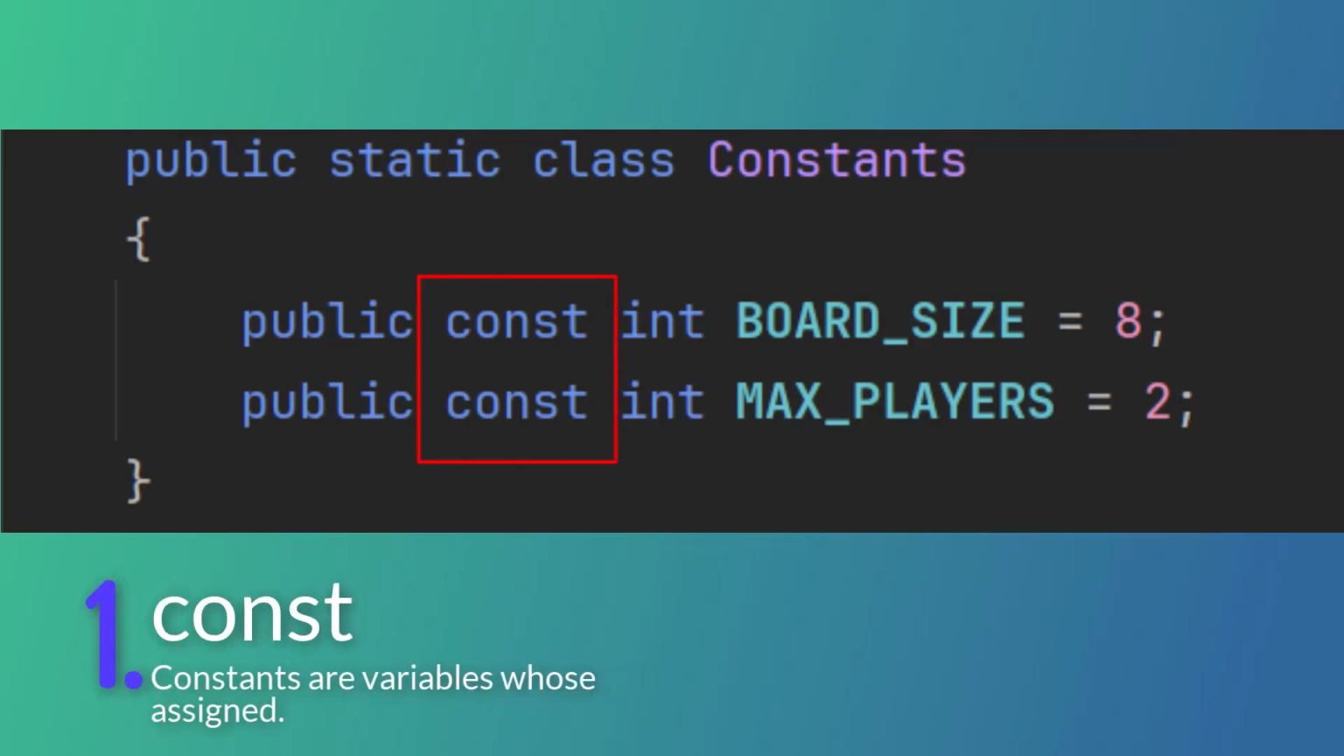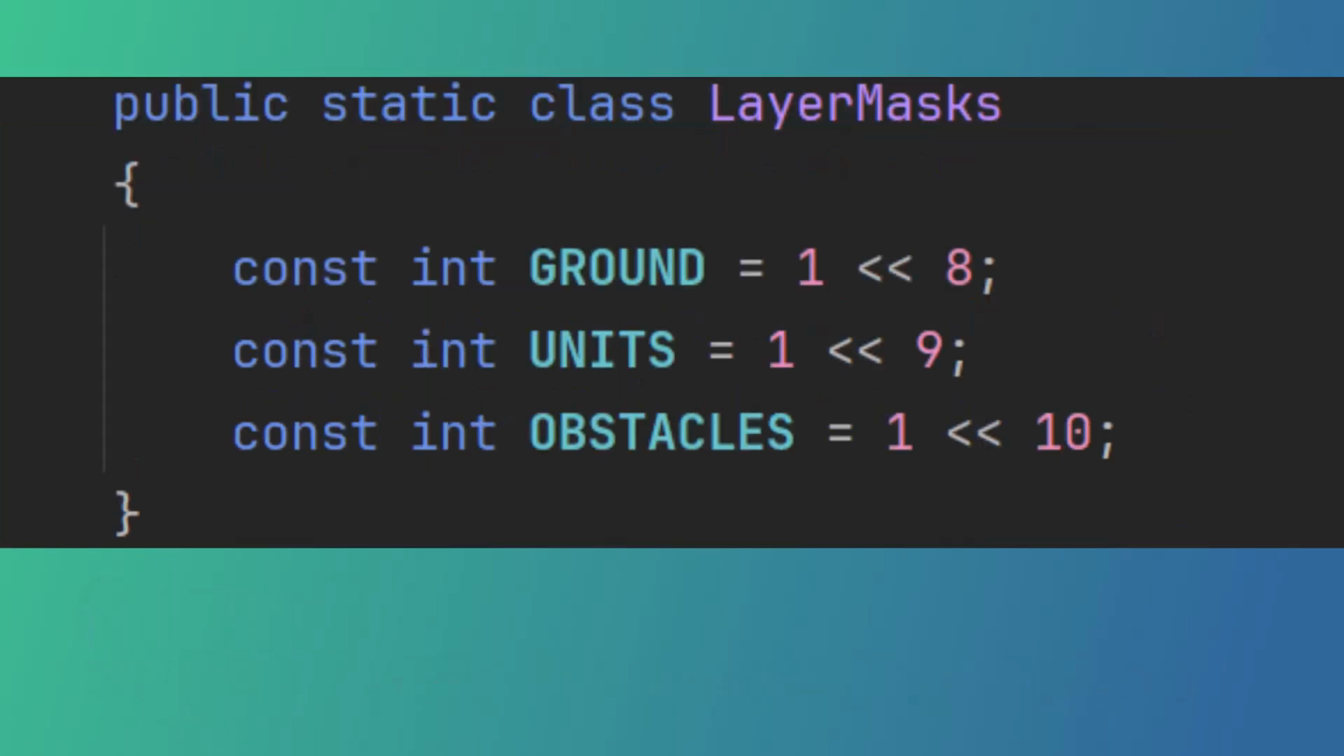The const keyword is used before a field to declare that its value is constant and can't change. Because it can't change, the value has to be assigned where it's declared. And this might seem like a limitation, but it's a good one in the right scenarios.